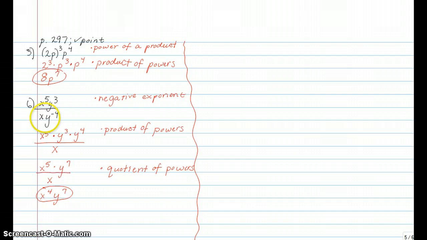This x in the denominator was just fine, so bring it down as x. Now I've got some matching y bases, so I'm going to use the product. Y to the 3rd times y to the 4th is multiplication, so the product of powers, they have the same base. 3 y's and 4 more y's is 7 y's. So x to the 5th times y to the 7th over x. Now I've got x's in the numerator and denominator, so I'm going to use the quotient of powers. I have 5 x's in the numerator, 1 in the denominator. I'm left with 4 x's after I cancel in the numerator, x to the 4th, y to the 7th.